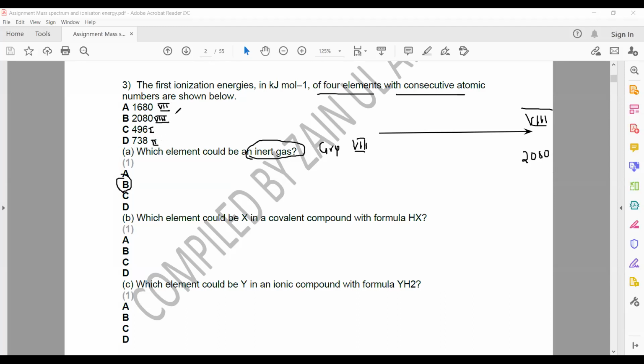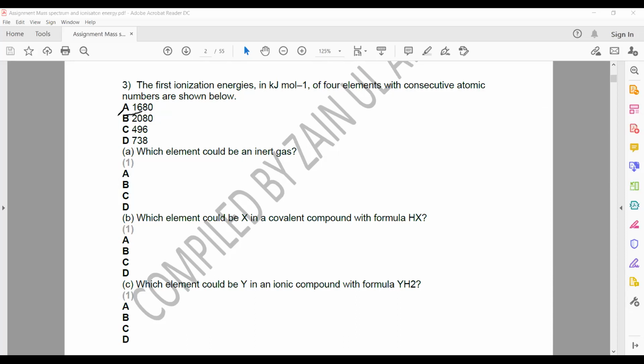Is it clear how I get this order? Because we identify which one is group 8. The highest one should be group 8. So if this one is group 8, and they mention it is for successive elements, then element A will be group 7. This is group 8, and after group 8, we don't have group 9. We'll have a group 1 element, and then we'll have a group 2 element. So the first answer was B.